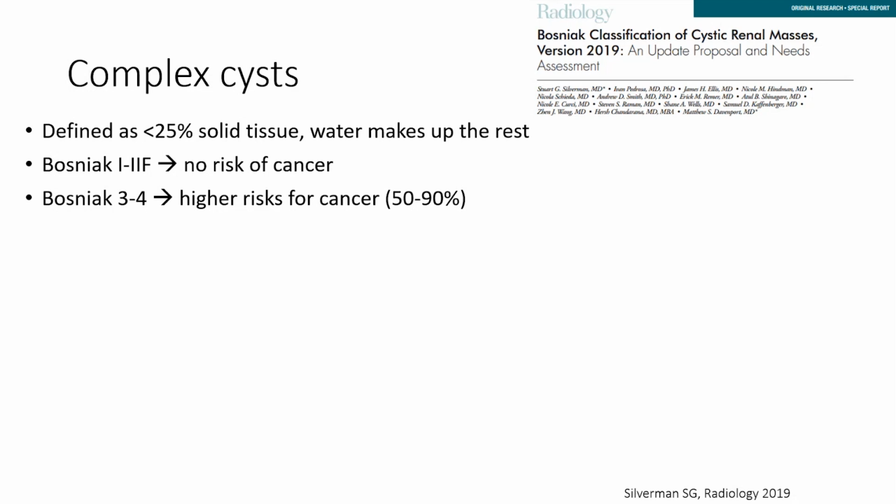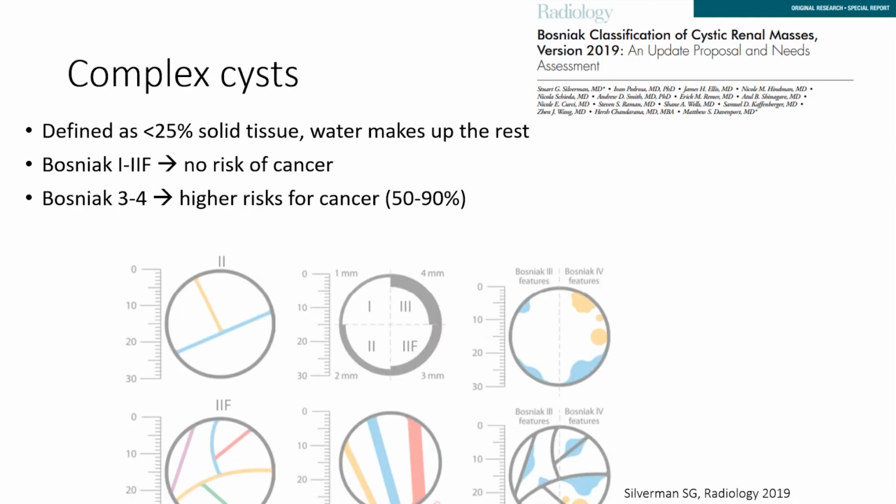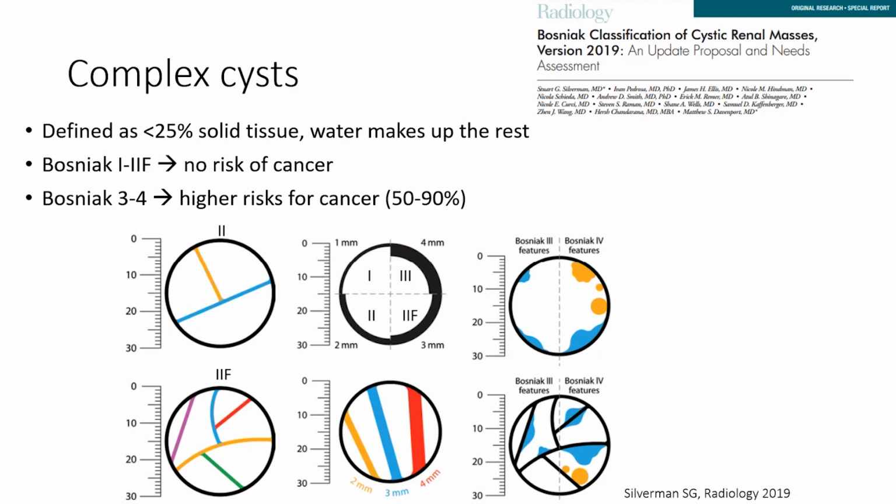1 is a simple cyst. A 2 and a 2F are slightly complex. There's no concern for cancer. When you get to Bosniak 3 and 4, when there's more tissue in it, then there's a higher risk for cancer ranging from 50 to 90%. Oh my God, that sounds scary, right? Well, I'll talk to you a little bit about that. So these are some example figures that show you the 2 to 2F. And then when you start getting thick tissue or a thick capsule or rind around it, or you get nodules of tissue, then you get to the 3 and 4.